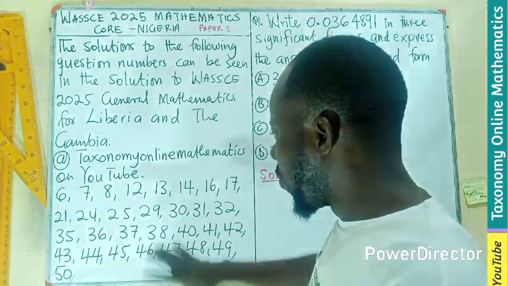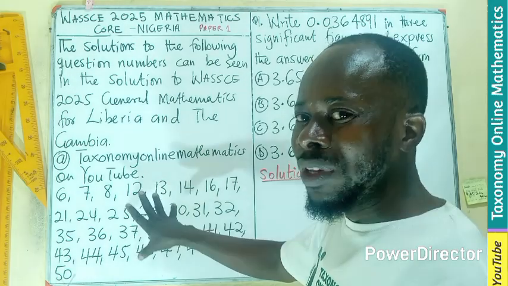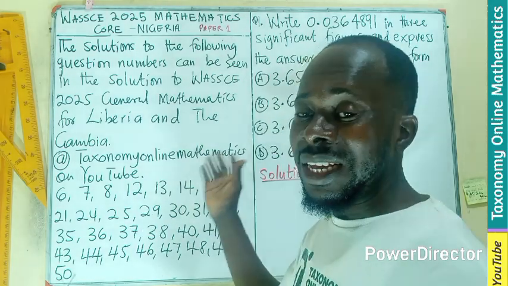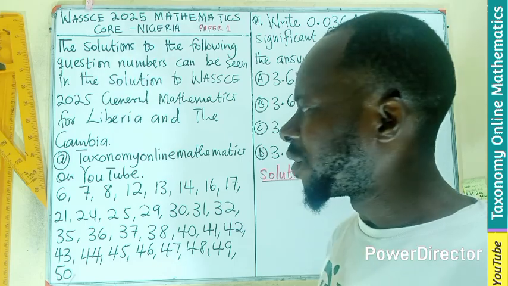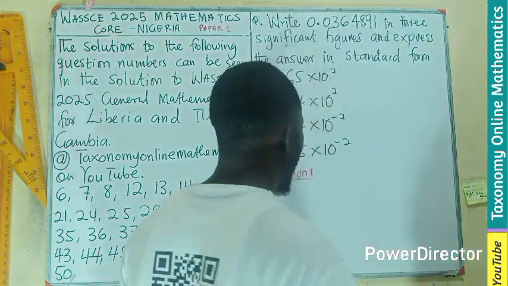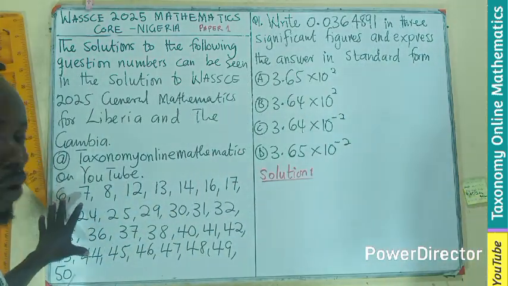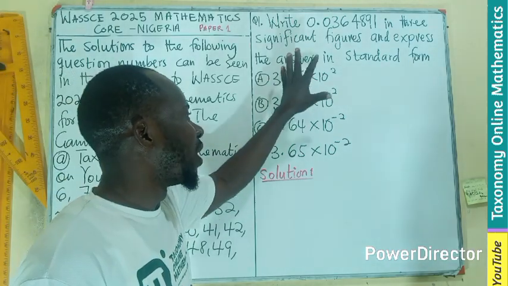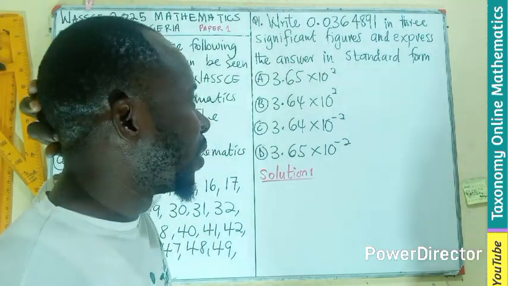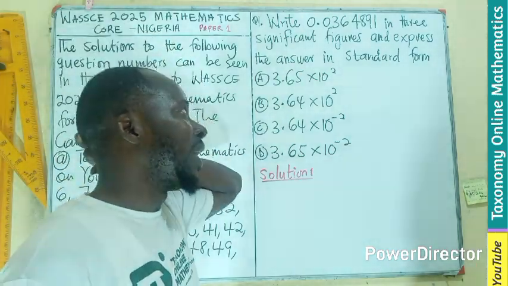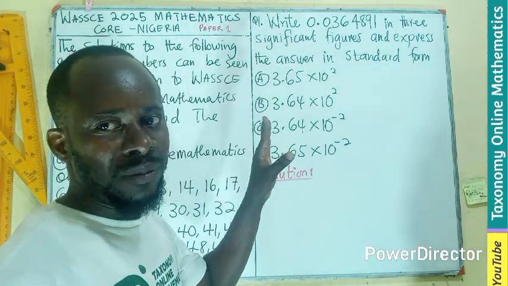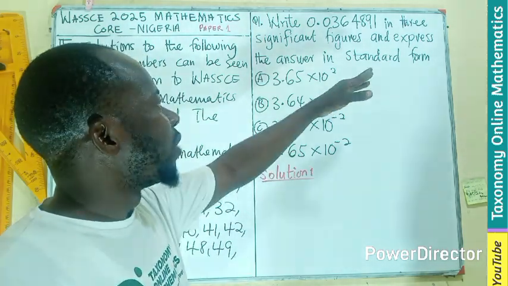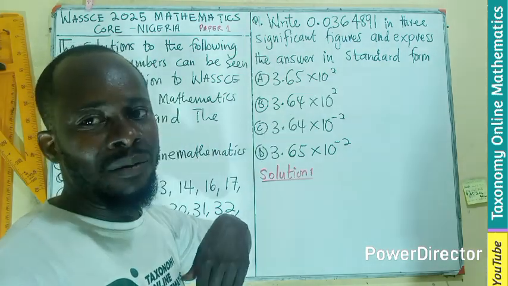So I'll pick the ones that are not here, about 20 of them. The remaining 30 are repeated for both Gambia and Liberia, and I think for Sierra Leone also. So the first question, which is not in the pool of the first ones we treated, is you have to write 0.036489 in 3 significant figures. That's the first one. After writing that, we have to express that answer in standard form.